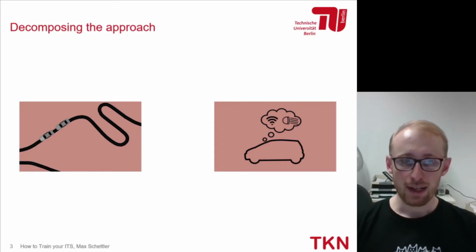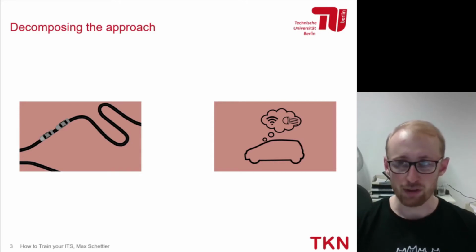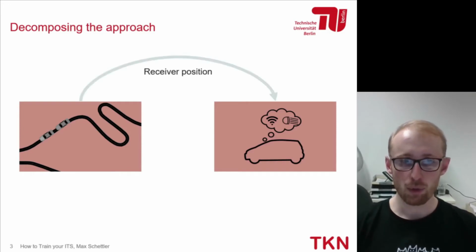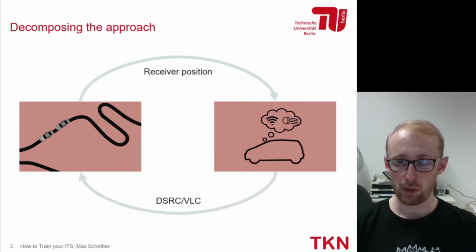If we treat it like that, then we have to consider how our solution attempt actually works. What is its input and what is its output? The input might be, in this case, the receiver position, because this is where we want to go, and that's the most influential characteristic for visible light communication. The output will then be which communication method should be chosen.